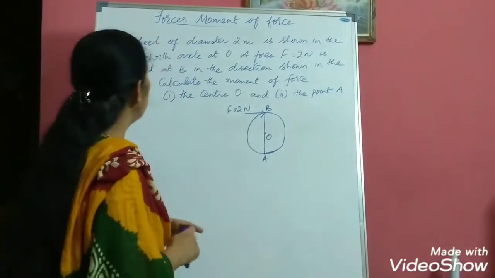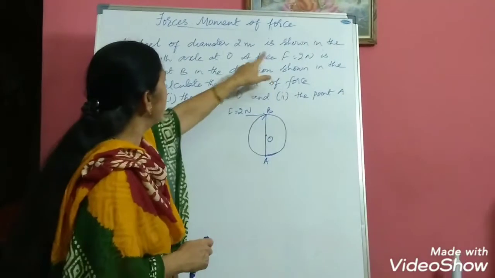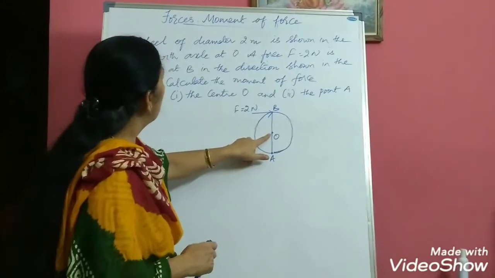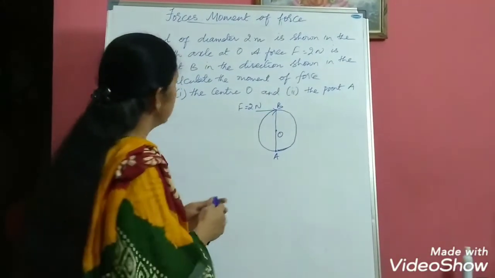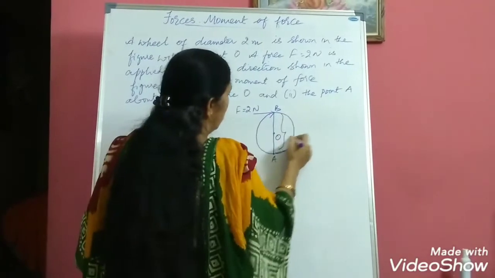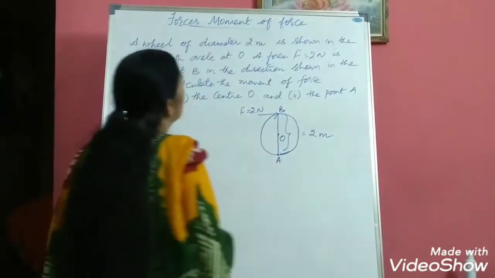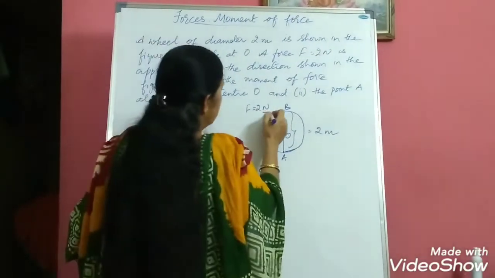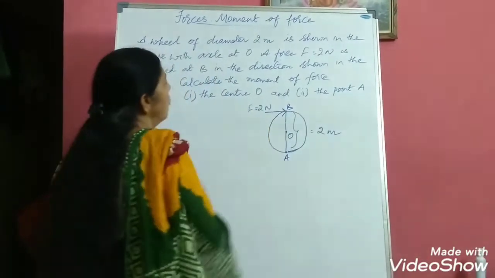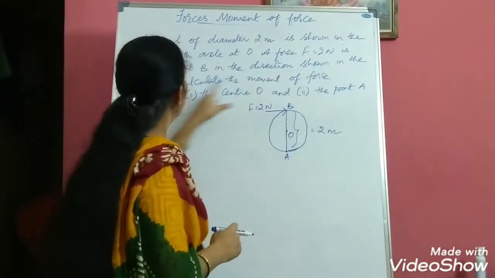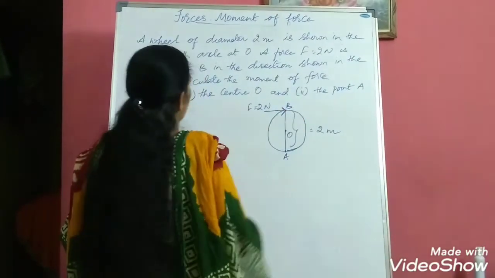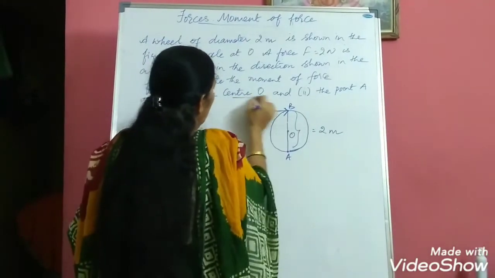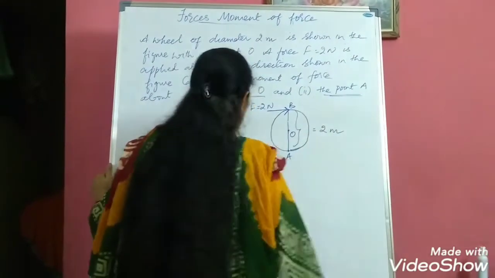I have a simple problem here. A wheel of diameter 2 meter is shown in the figure with axle at O. So this is the axle at O, and the diameter of this wheel is 2 meters, so here AB is equal to 2 meter. A force F equal to 2 Newton is applied at B, in the direction shown. We need to calculate the moment of force about the center O and also about the point A.